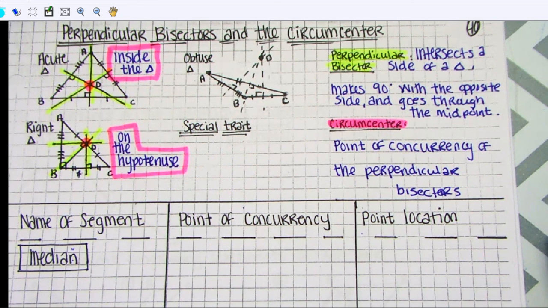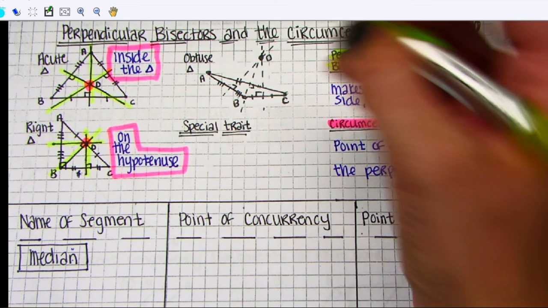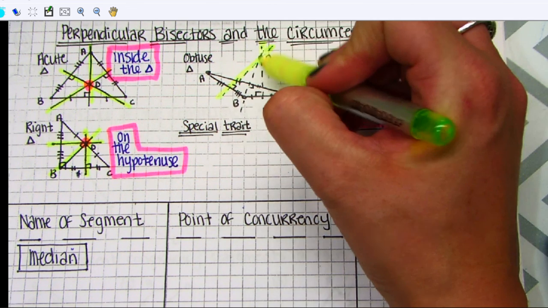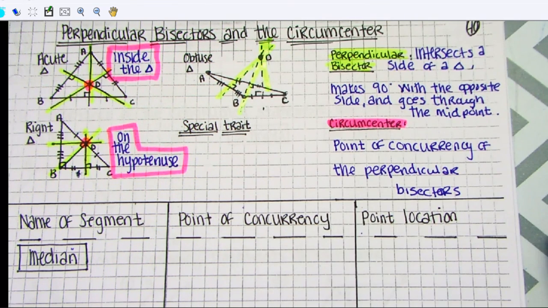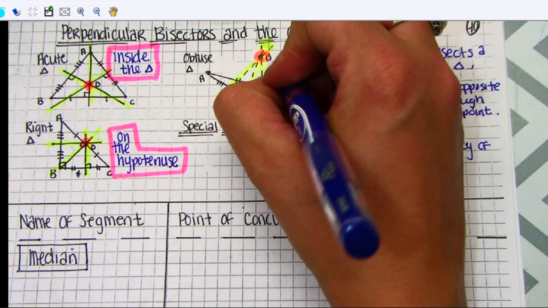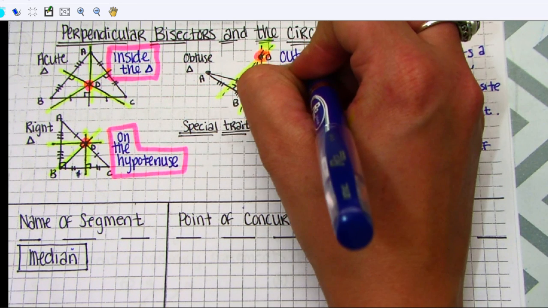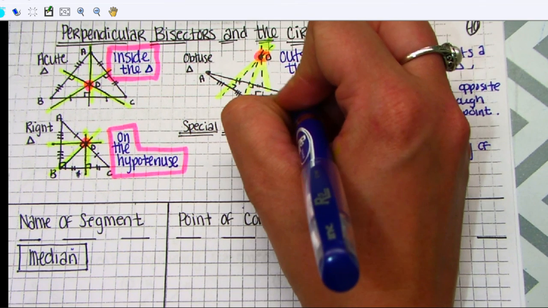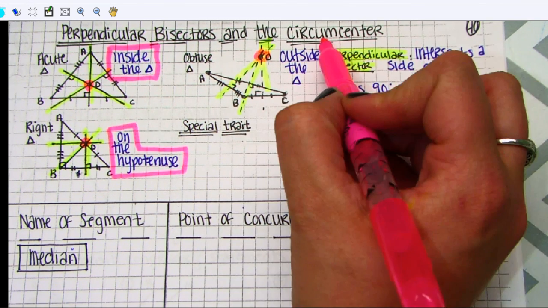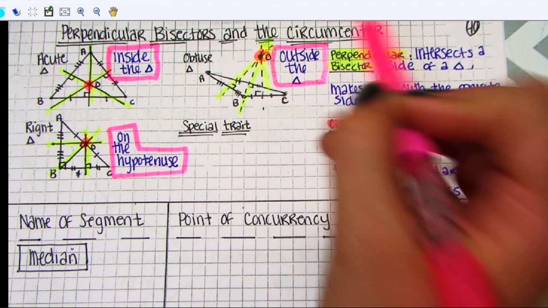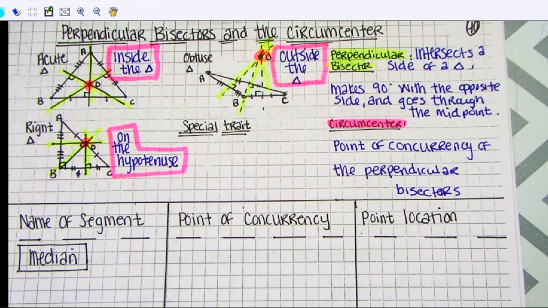Okay. If it's obtuse, then it's outside. Obtuse, outside. So if we connect all these perpendicular bisectors, they cross outside. Again, this point moves around just like the other one.